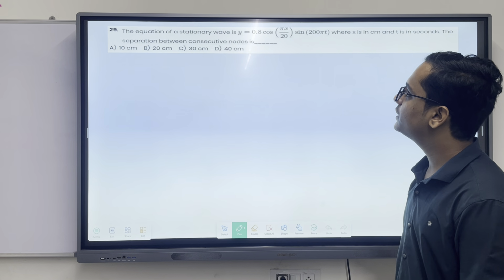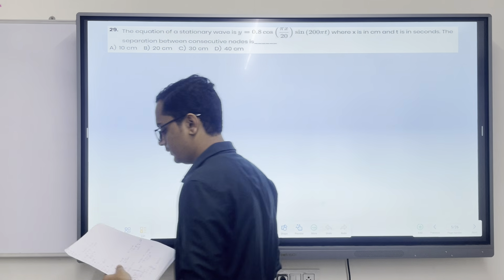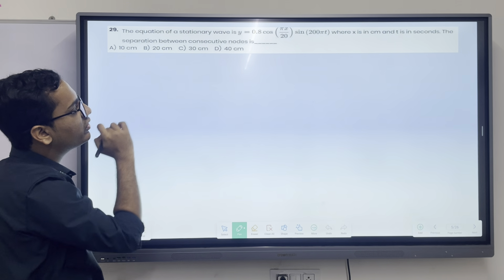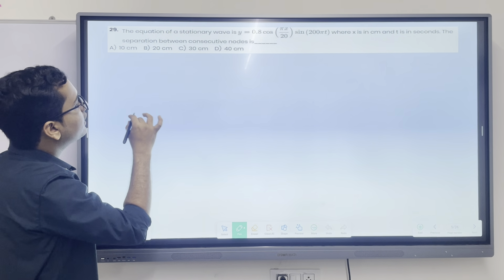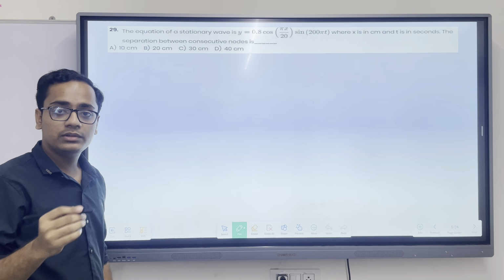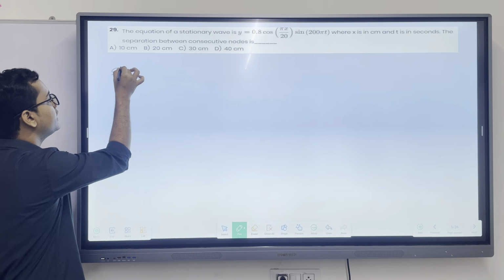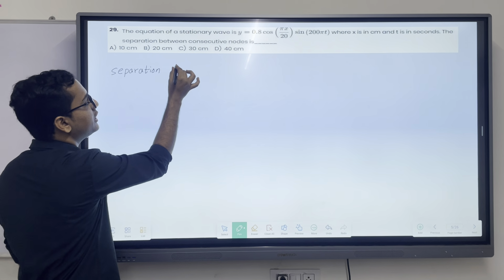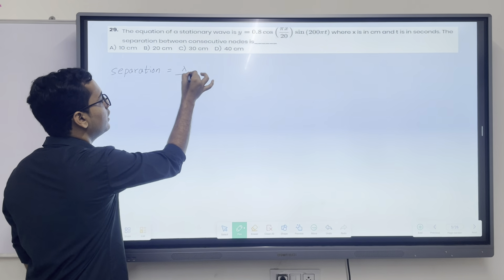Next, we'll see question number 29. Okay. So in 29, it is saying a stationary wave equation is given. You need to find the separation between two consecutive nodes. What is the separation between two consecutive nodes? The separation between two consecutive nodes is basically lambda by 2.